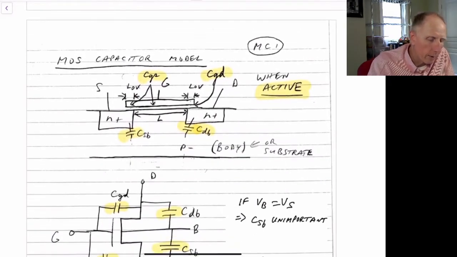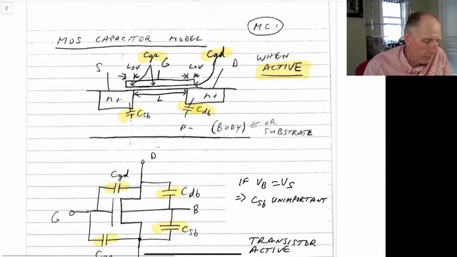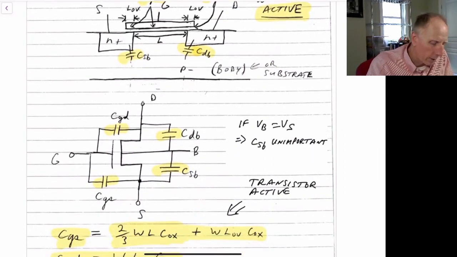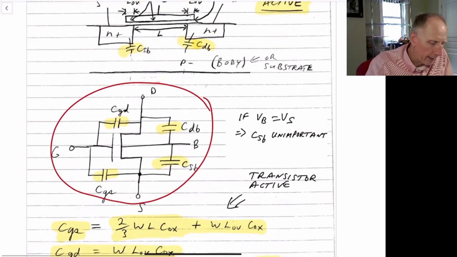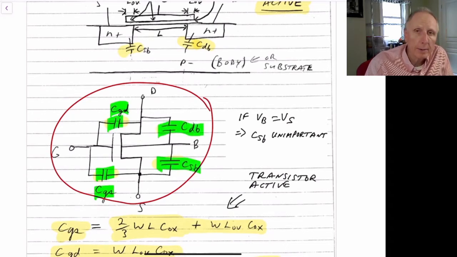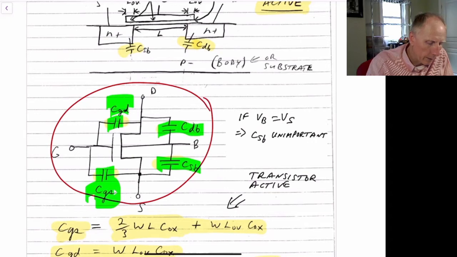So let's look at these different capacitances. This is our model for our transistor. We'll see that we've now added these 4 capacitances: CGS, CGD, CSB, and CDB. So the gate to source down here, the gate to drain here, source to bulk here, and the drain to bulk here.